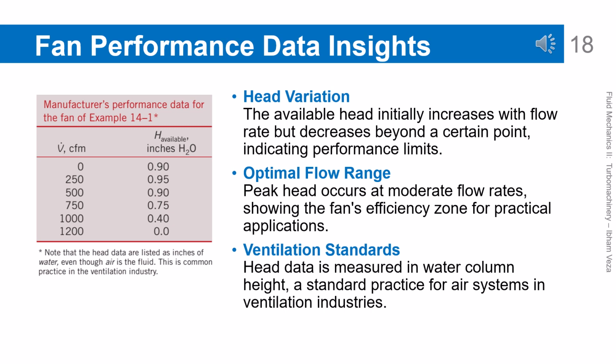Fan performance data insights. Fan performance data show how the head varies with the flow rate. Initially, the head increases as the flow rate increases, but after a certain point, the head decreases. This behavior indicates the performance limit of the fan. The head data for fans are usually expressed in terms of water column height, even though the working fluid is air. This is a standard practice in the ventilation industry.